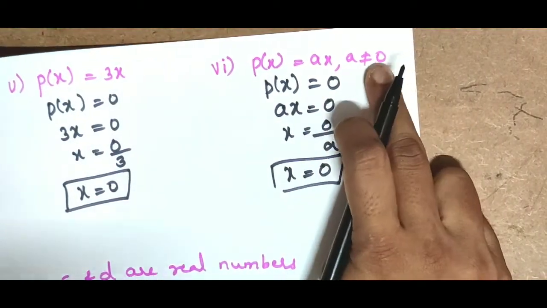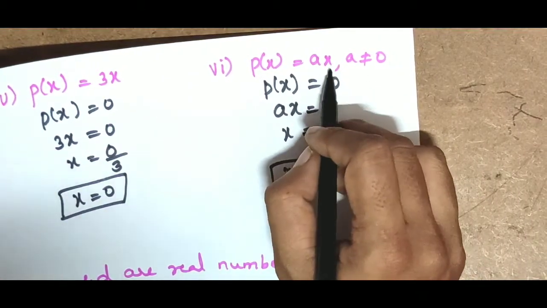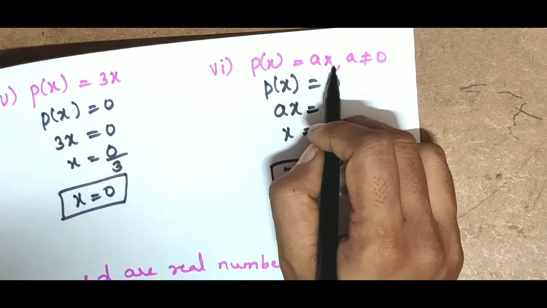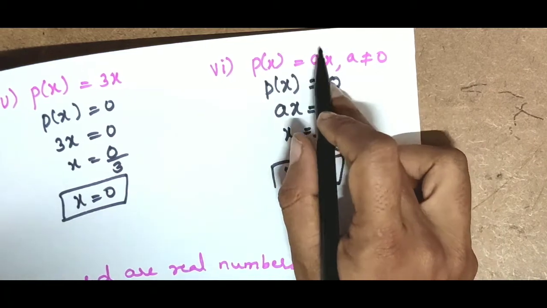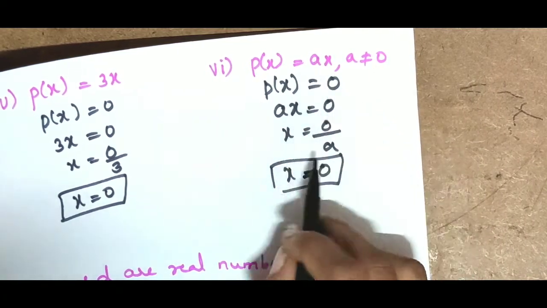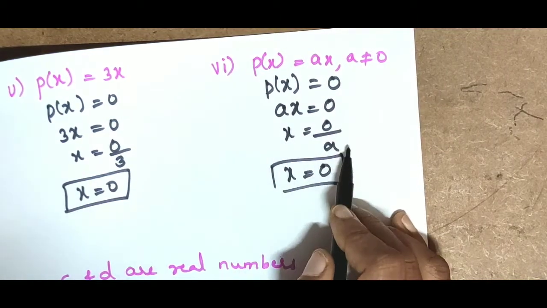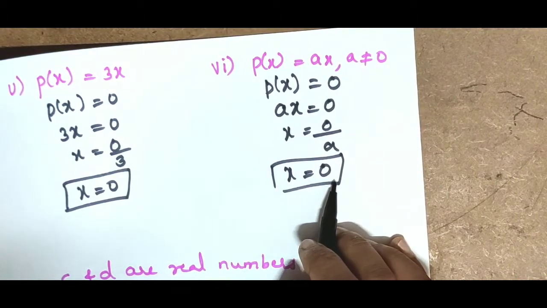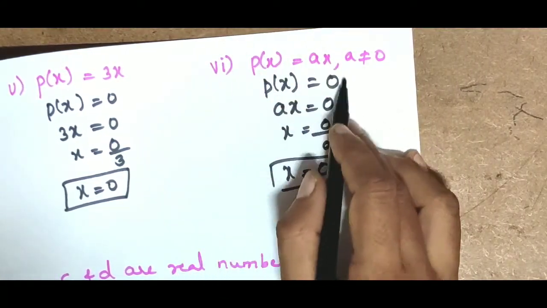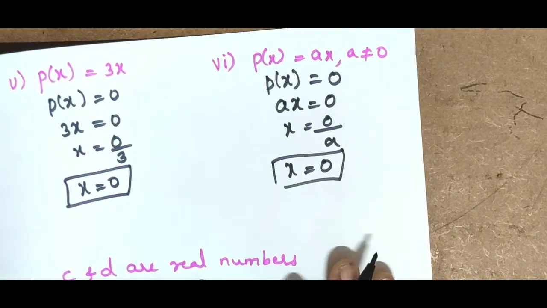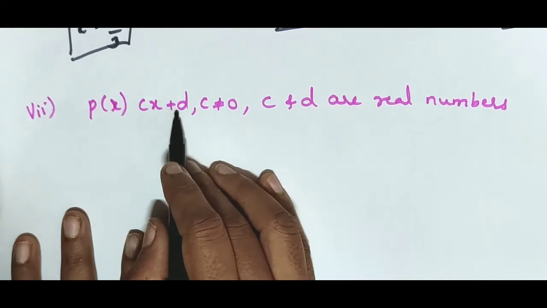Don't think that here a is not equal to 0 means we substitute in the place of a, because both are variables. a is also a variable, x is also a variable here. So they are mentioning a is not equal to 0 here. a is a constant here. So P of x is equal to 0, ax is equal to 0, x is equal to 0 by a, x is equal to 0. So if you substitute 0 in the place of x, the whole a into 0 is 0, P of x becomes 0.